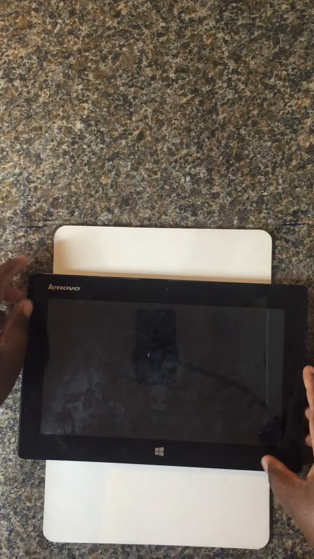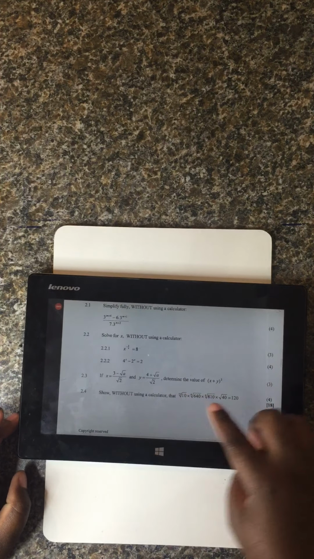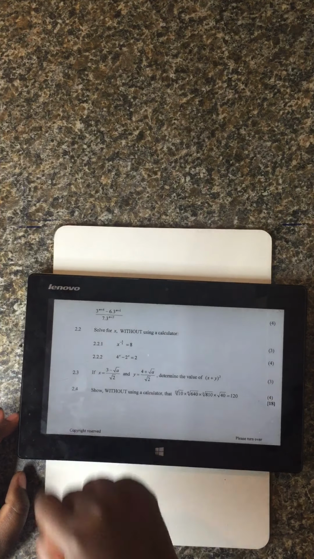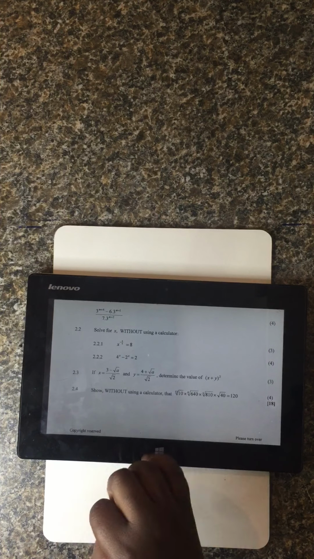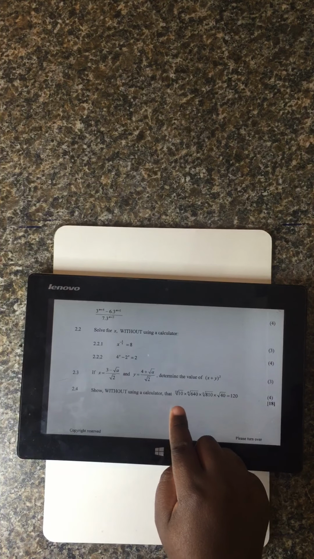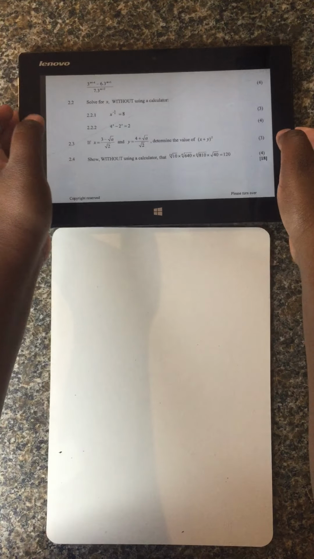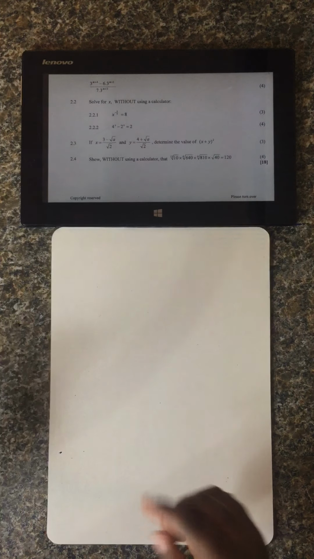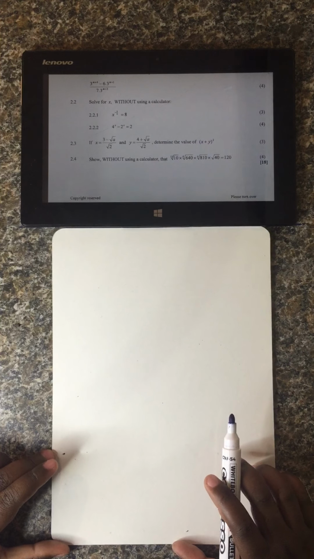Ladies and gentlemen, very much important. Let's now move to the next question. I'm not sure if this is the last question. I think this is the last question, ladies and gentlemen. So it's 2.4. The question says, show without using a calculator that the whole of this is equal to 120. This question is allocated 4 marks. What an interesting question, ladies and gentlemen. I hope you're going to enjoy this one.